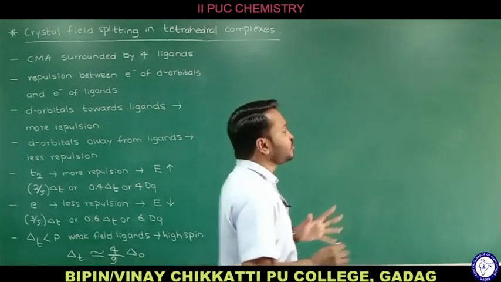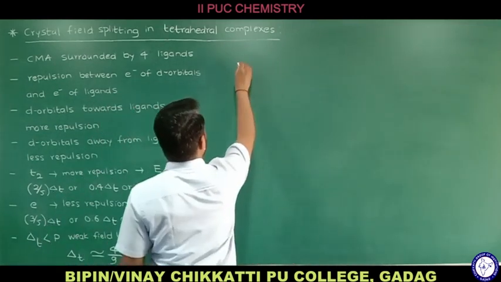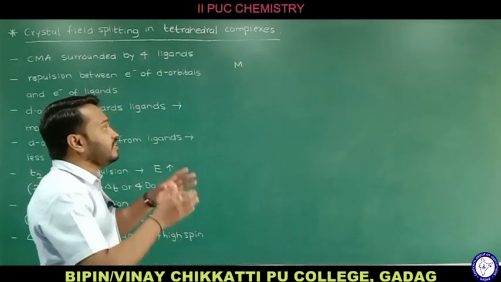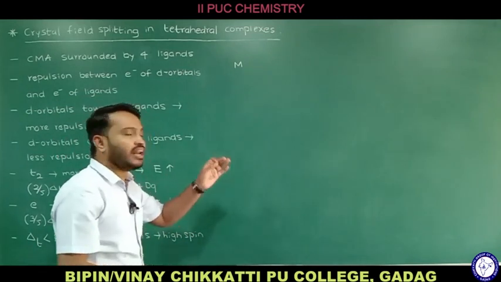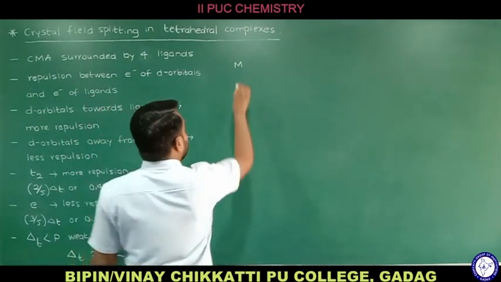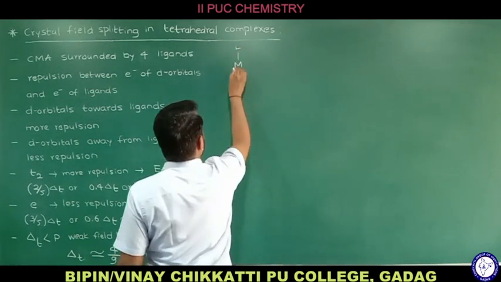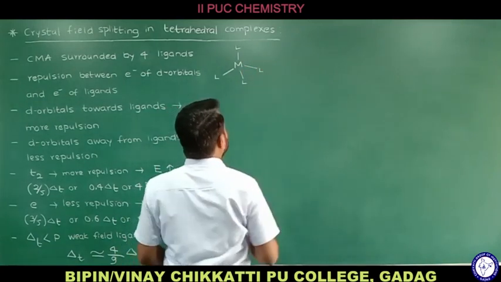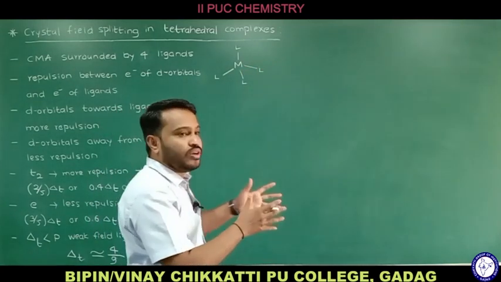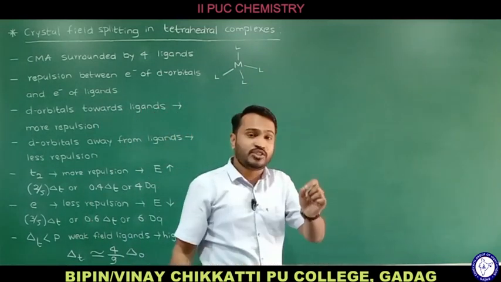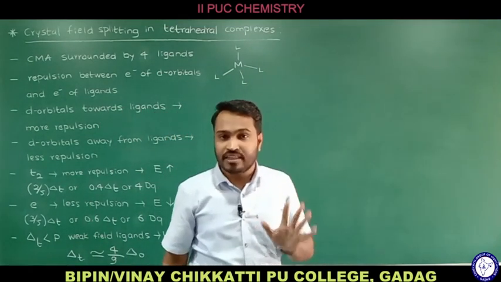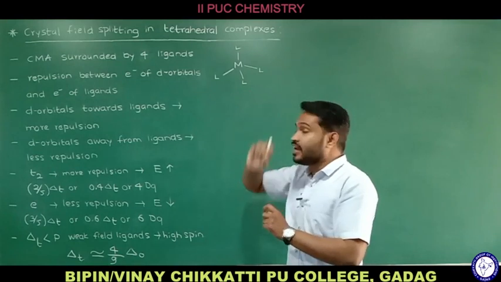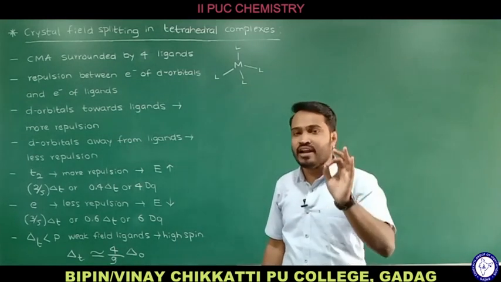How does a tetrahedral complex actually look? You need to remember. M is the central metal atom, and in a tetrahedral complex the central metal atom is surrounded by 4 ligands. One is in this fashion and the remaining 3 in this fashion, so all 4 ligands occupy the 4 corners of the tetrahedron shape. That is how a tetrahedral complex looks. Remember that in a tetrahedral coordination complex, the central metal atom is surrounded by 4 ligands.